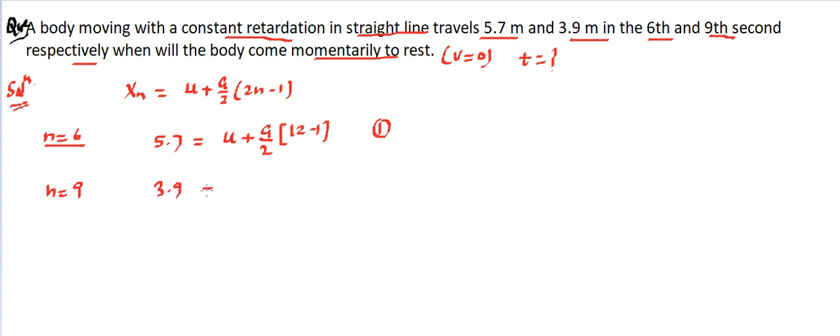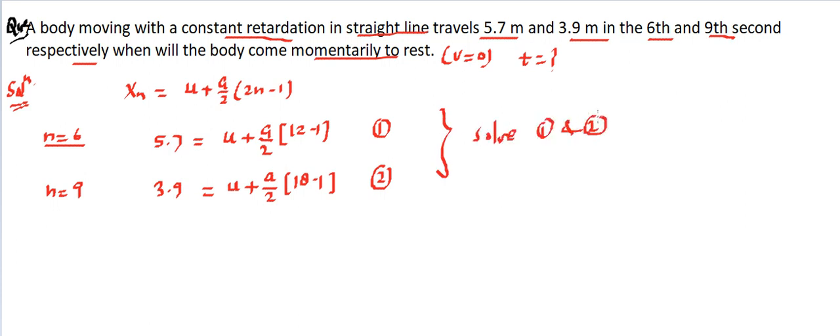It's retarding, hence the displacement is reducing. Initial velocity is unknown, we need to find it. a is unknown, we need to find it. Divided by 2, and n has to be replaced by 9, so 9 into 2, 18, 18 minus 1. So that's equation number 2. Now you can solve these equations, solve 1 and 2. After solving 1 and 2, we need to find what u is going to be and what a is going to be. So you just solve and let me know what u and a are.